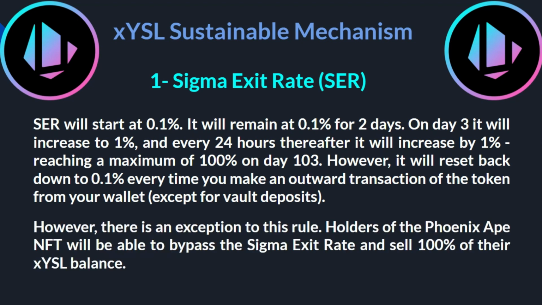However, there is an exception to this rule. Holders of Phoenix Ape NFT will be able to bypass the sigma exit rate and sell 100% of their xYSL balance. So if you want to sell everything at the beginning, you just get in and you sell everything. So you need to be a holder of Phoenix Ape NFT. It is available on the website on xYSL.io. Just go there and get yours.